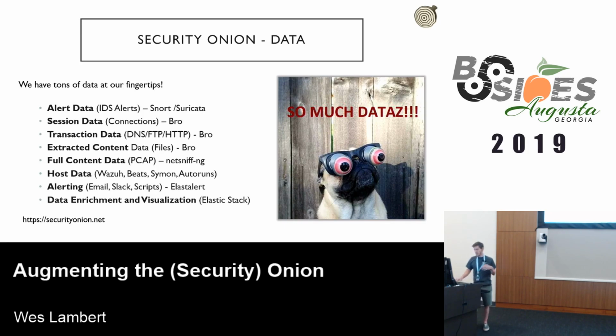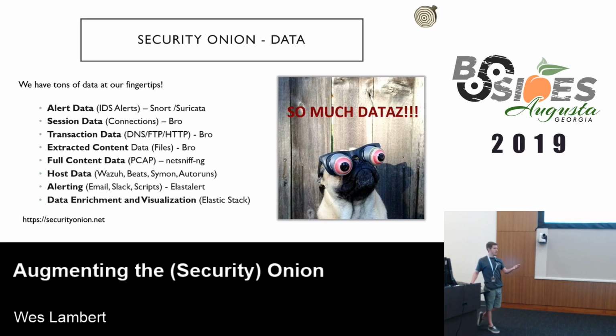So some of the data that Security Onion itself provides is going to be of the above. So we have alert data, things like IDS alerts from Snort or Suricata. We have session data from Bro, transaction data from Bro, stuff like HTTP or DNS traffic. We have full content data, stuff like PCAP from NetSniff-ng. We have host data that we can bring in from Wazuh agents or Beats.